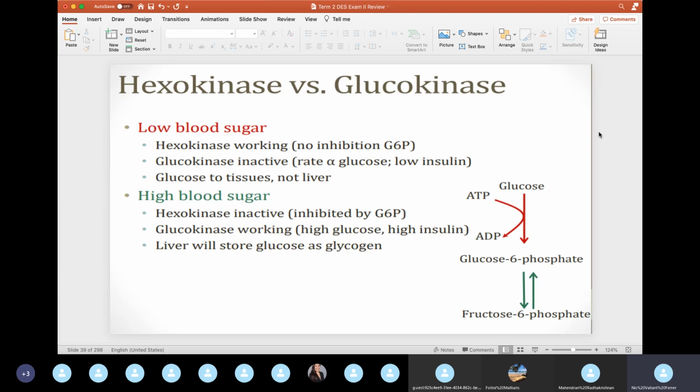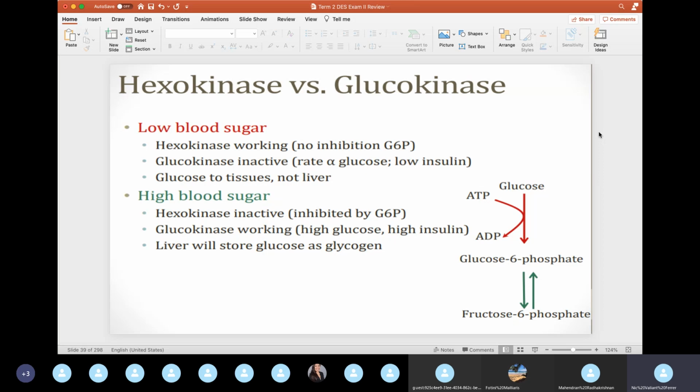High Km means it spares glucose stores for hexokinase in the brain, muscle, and other tissues. Glucokinase is also a glucose sensor. Okay? At fasting glucose levels, the activity varies based on the blood glucose concentration. And the regulation is allosteric.